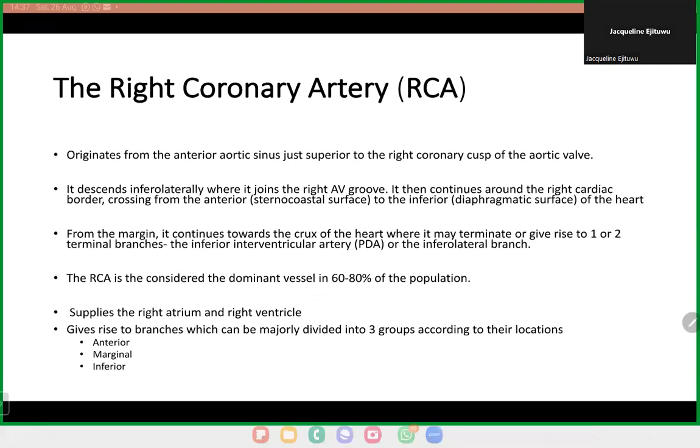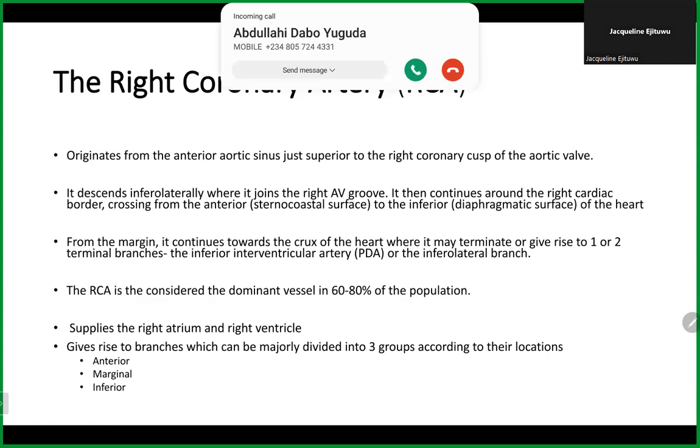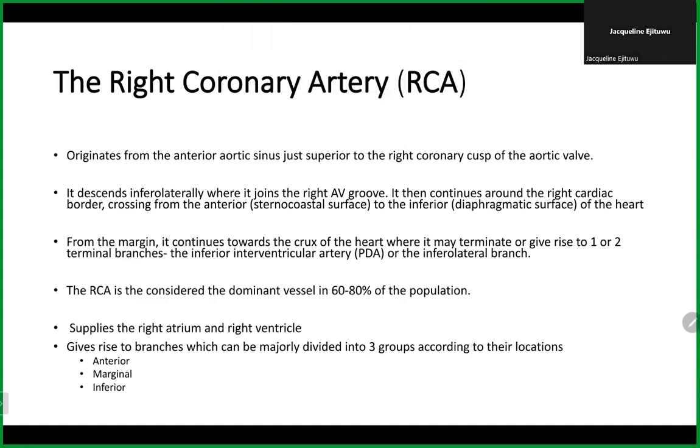Next slide, please. Okay, so the right coronary artery is the other main coronary vessel that supplies the heart. It originates from the anterior aortic sinus, just superior to the right coronary cusp of the aortic valve. It then descends inferior-laterally, where it joins the right atrioventricular groove. From there, it continues around the right cardiac border, crossing from the anterior to the inferior surface of the heart. From the margin, it continues towards the crux of the heart, where it terminates to give rise to one or two terminal branches.